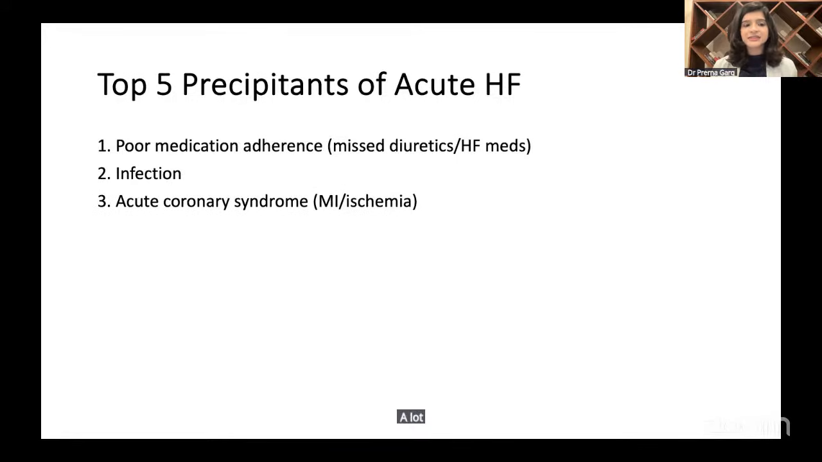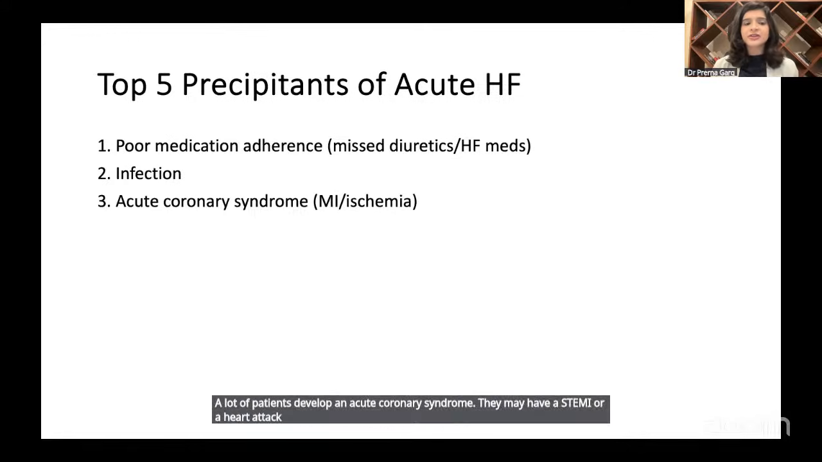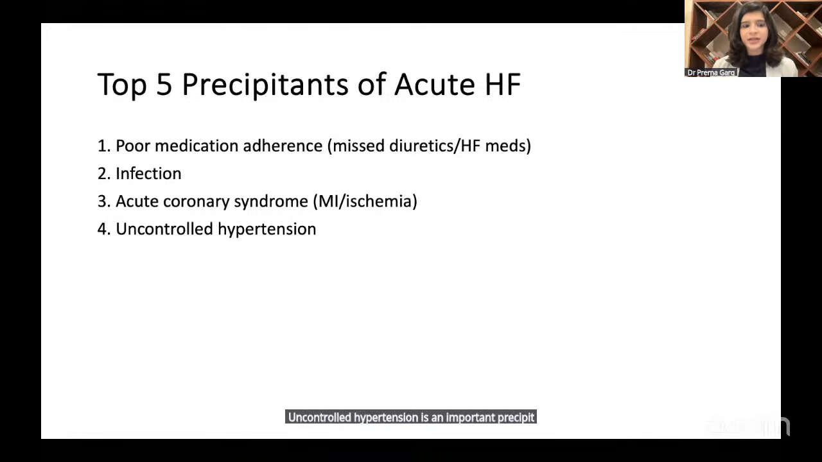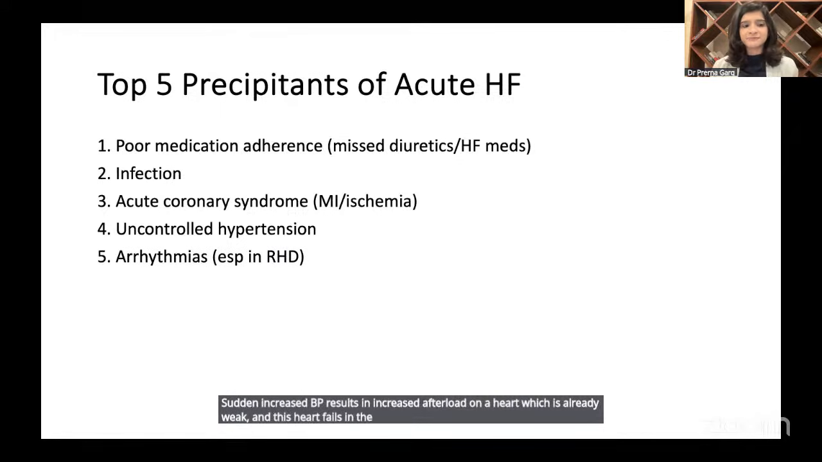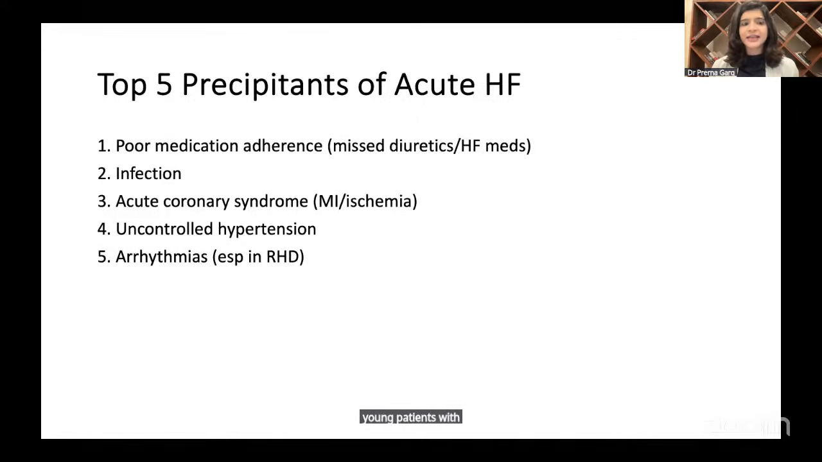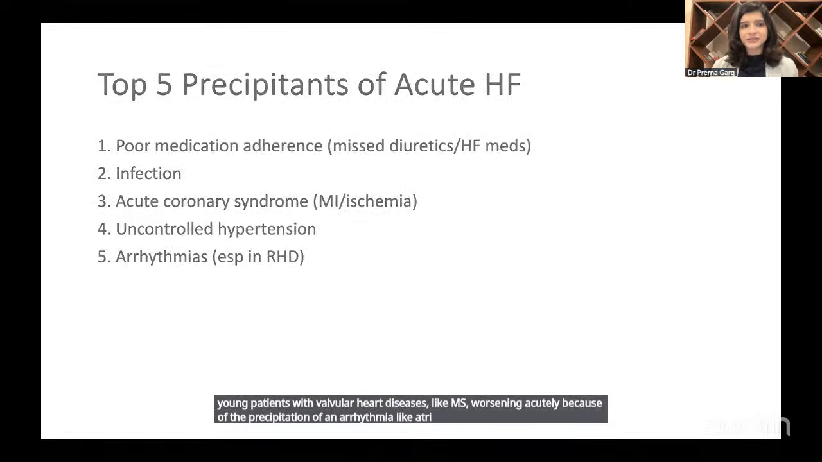A lot of patients develop an acute coronary syndrome. They may have a STEMI or a heart attack, which has caused acute worsening of the heart function, leading to acute heart failure. Uncontrolled hypertension is an important precipitant of acute heart failure. Sudden increased BP results in increased afterload on a heart which is already weak, and this heart fails in the setting of a high BP. And arrhythmias. A lot of us have seen these patients in our wards. Young patients with valvular heart diseases like MS worsening acutely because of the precipitation of an arrhythmia like atrial fibrillation.